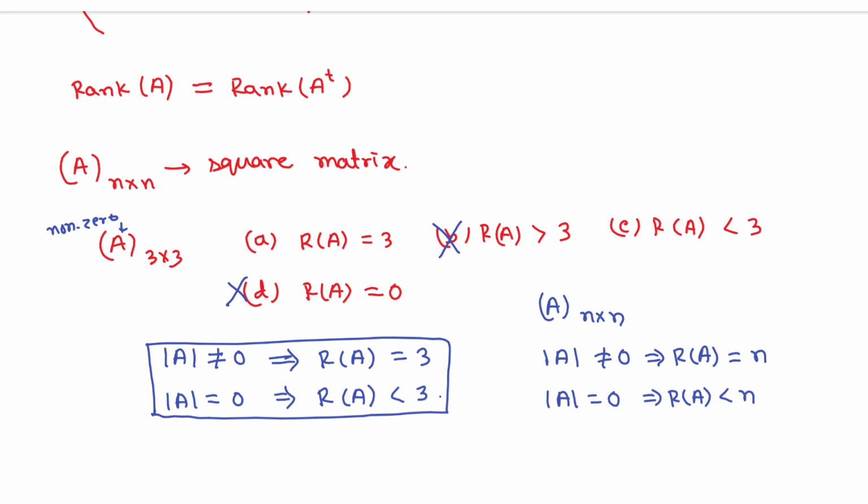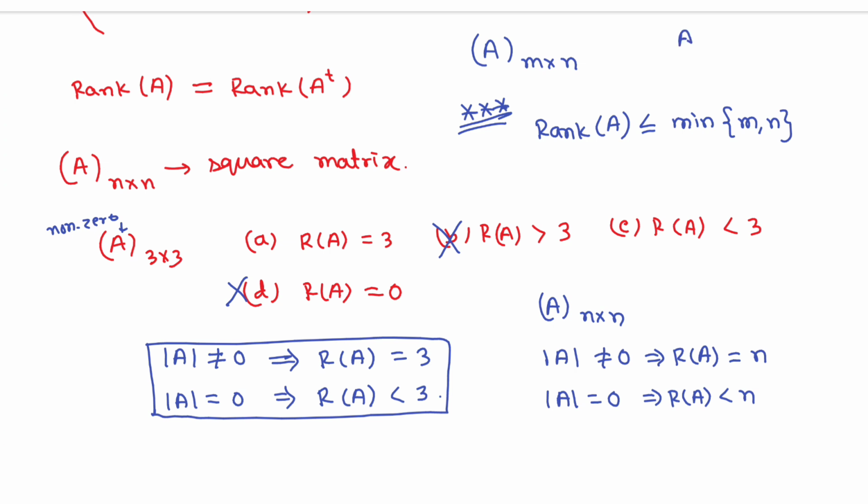Right now I have told you that the rank of a matrix cannot be greater than the order of the matrix. Yes or no? Now suppose we have a matrix A of order m by n. Here you have an important result: rank of A is less than or equal to the minimum of m comma n. That means, suppose we have a matrix A of order 2 by 3, then the rank of this matrix A will be less than or equal to 2.